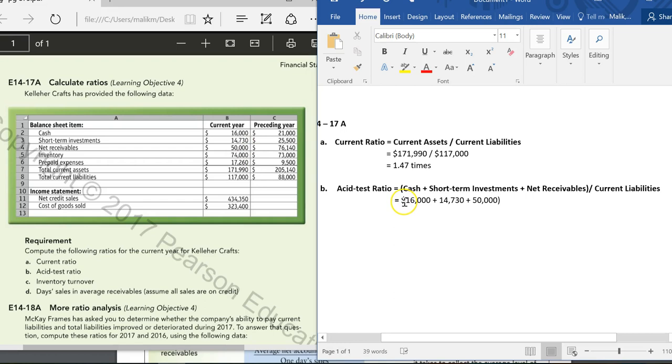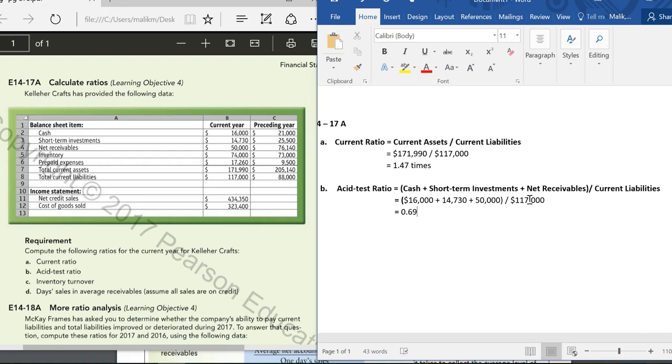And now for the bottom part, it's your current liabilities. So we're going to divide it by our current liabilities, which is given here. Total current liabilities is 117,000. So now we will use our calculator. If I add all those numbers, 16,000 plus 14,730 plus 50,000, and then divide it by 117,000, what I found is 0.69. So this is my acid test or quick ratio.